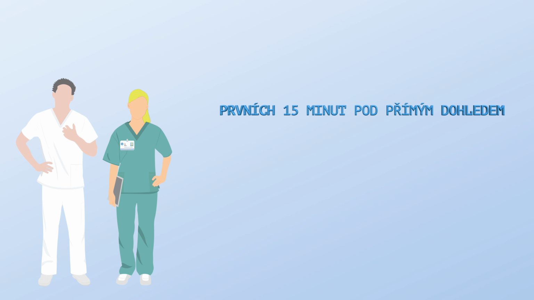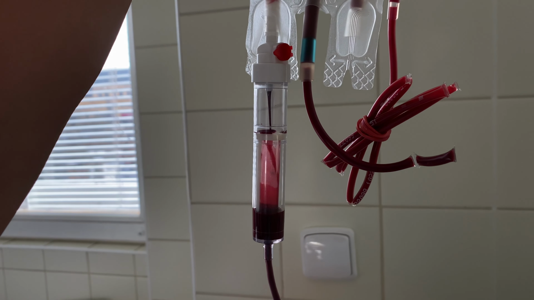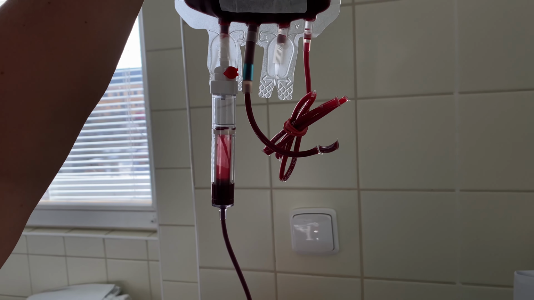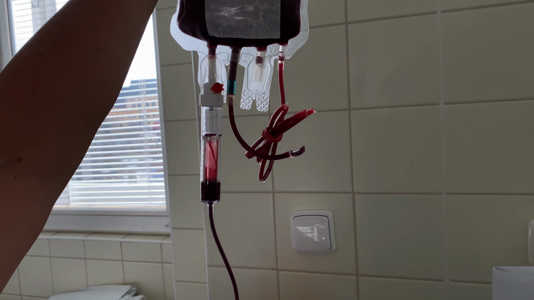After the transfusion begins, the patient remains under the direct supervision of a physician or competent non-physician for the first 15 minutes, with the possibility of immediate availability of a physician in case of complications. The preparation is administered very slowly at this stage, 1 to 2 milliliters per minute, which is approximately 15 to 30 drops per minute. If there are no signs of an adverse reaction, the transfusion continues at an appropriate rate. This applies to each unit of the transfusion product.